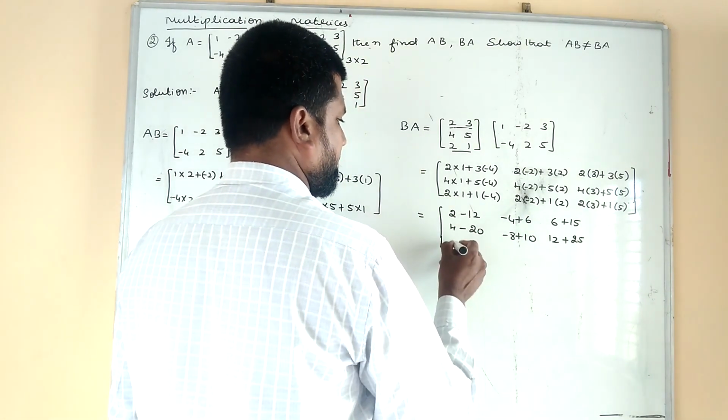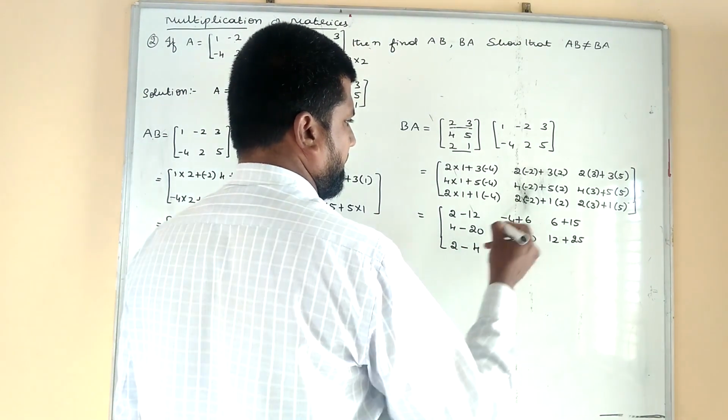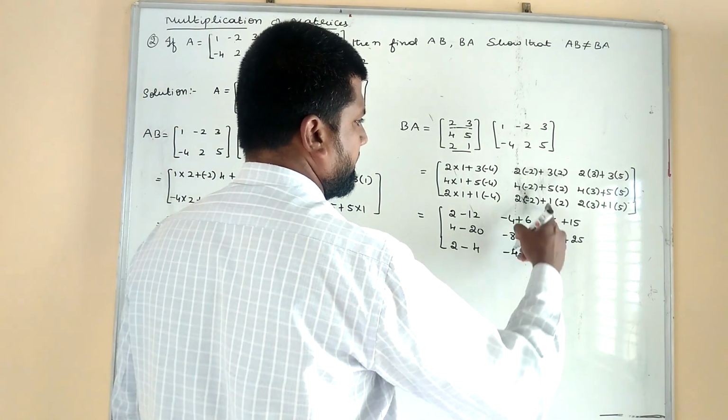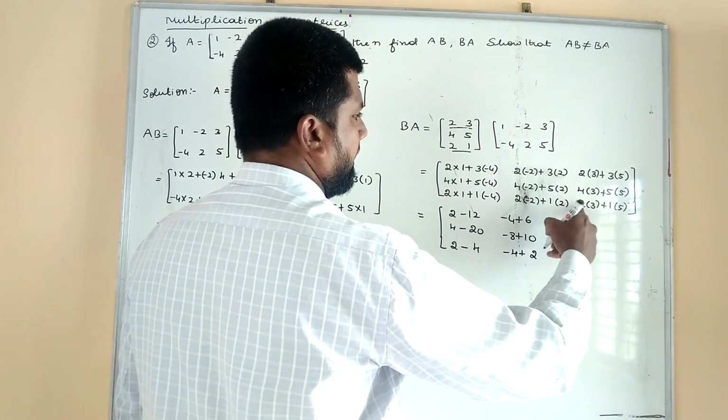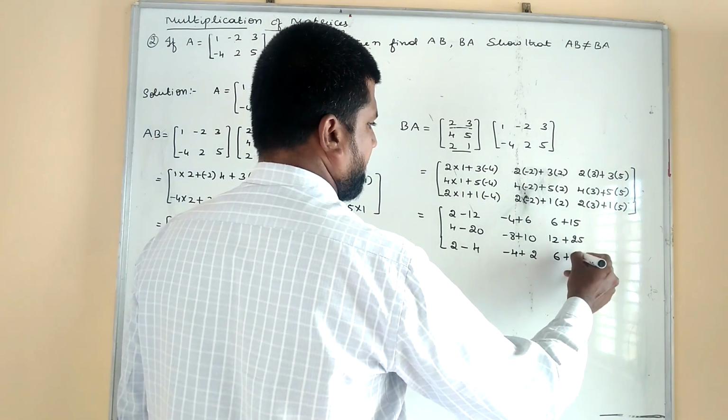2 into 1 is 2. Plus into minus, minus 4 into 1 is 4. 2 into minus 2 is minus 4, plus 1 into 2 is 2. Then 2 3s are 6. Then 1 into 5 is 5.